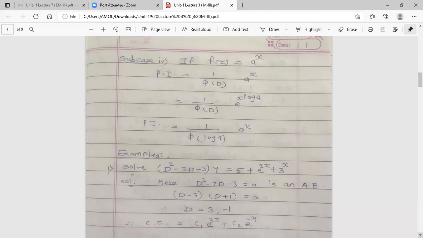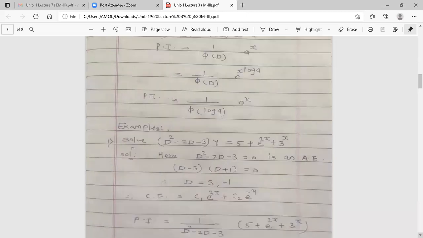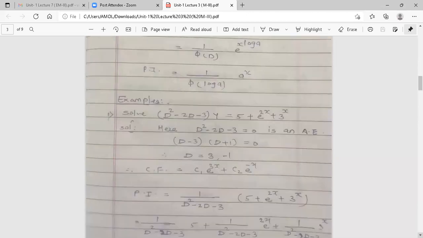Now the examples on type 1 or case 1. First example: solve d square minus 2d minus 3 into y is equal to 5 plus e raised to 2x plus 3 raised to x. Now this is the reduced form of LDE, phi of d into y is equal to f of x. Here d square minus 2d minus 3 is equal to 0 is the auxiliary equation.